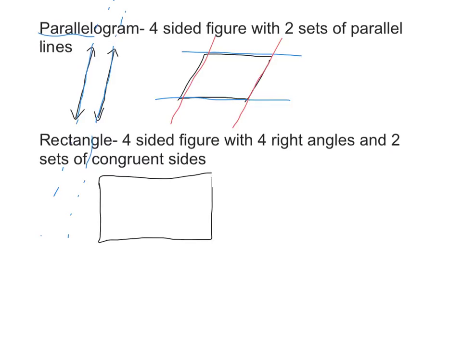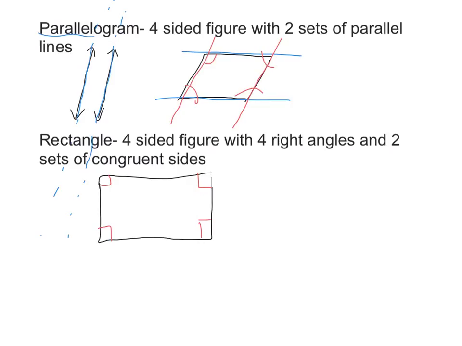Now with a rectangle, you also will have parallel lines. But the important thing to remember with a rectangle is that it has four right angles. Notice in our parallelogram up here, these angles were not right angles. Some of them are acute and others are obtuse. But with my rectangle here, all four of my angles are right angles, which I can use that to show.